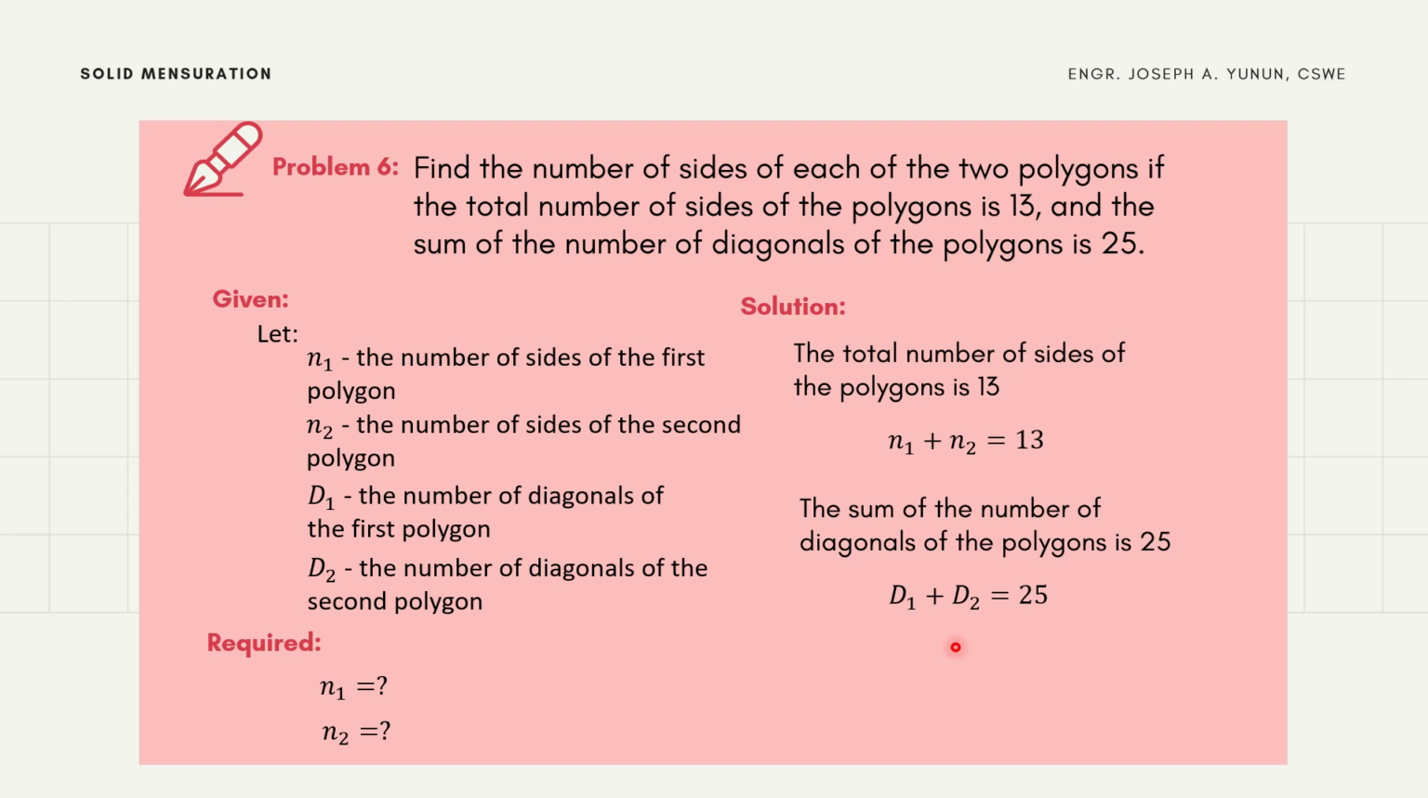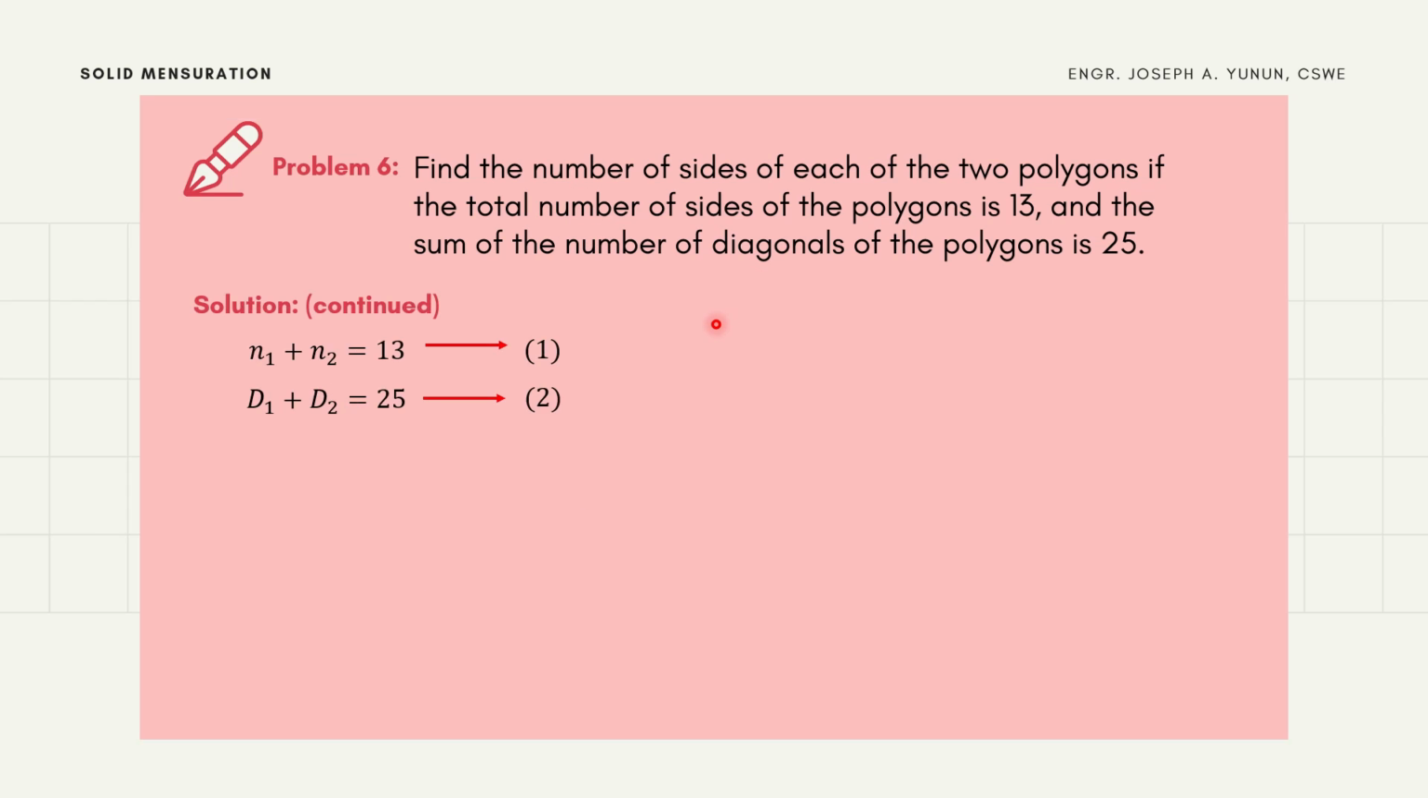Let's call this equation 1. So n1 plus n2 will be equal to 13. Let's call this equation 1. And D1 plus D2 equals 25. Let's call this equation 2. So we have two equations based on the given problem.